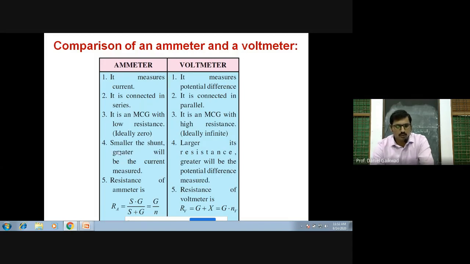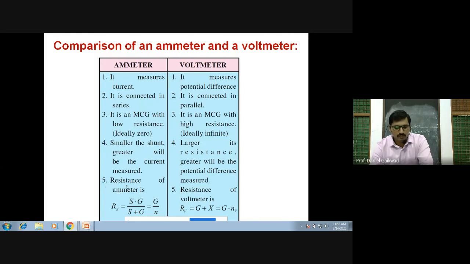Also we have explained the construction, in which we have given point 4. The smaller the shunt, the greater will be the current measured. Exactly opposite, the larger the resistance, the greater will be the potential difference measured. So it depends upon two values. Shunt resistance means parallel resistance, and that value should be as small as possible. In case of voltmeter, we have series resistance, and that resistance should be as large as possible. So this will be the connection to the galvanometer to convert it into ammeter as well as voltmeter.